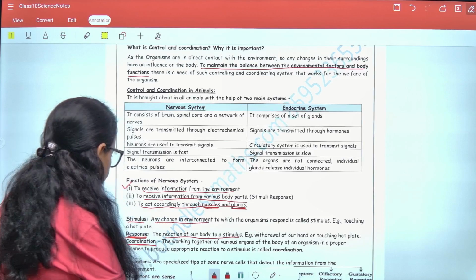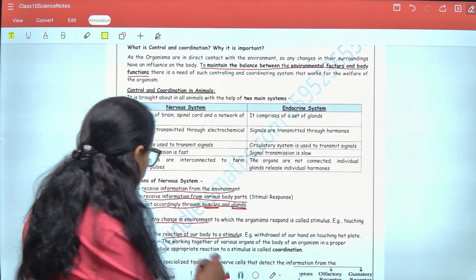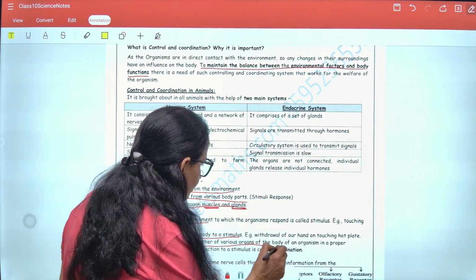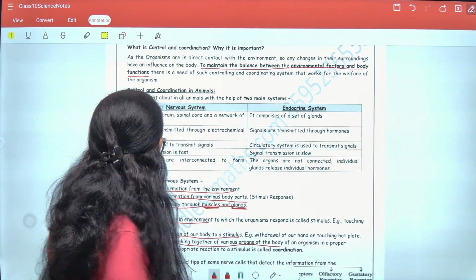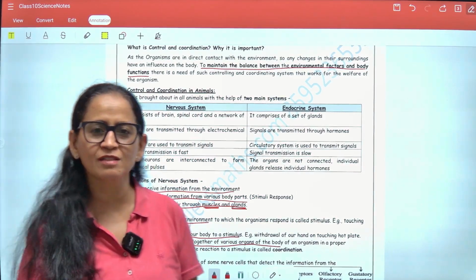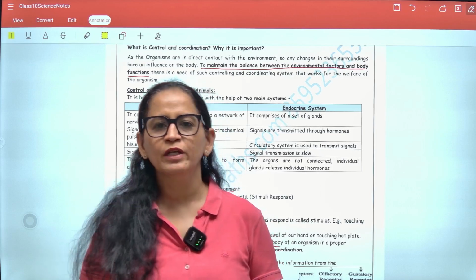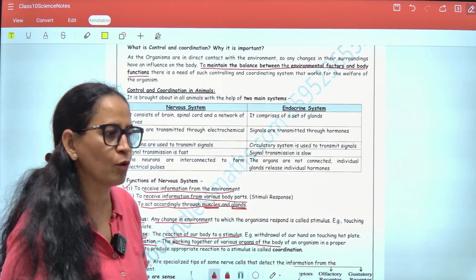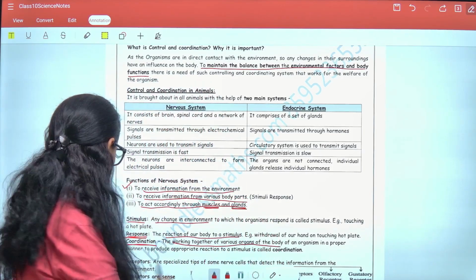Next is coordination. Coordination means working together of the various organs of the body of an organism in a proper manner to produce the appropriate reaction. So this is coordination. We are going to get into the details of how this coordination is achieved by the nervous system.